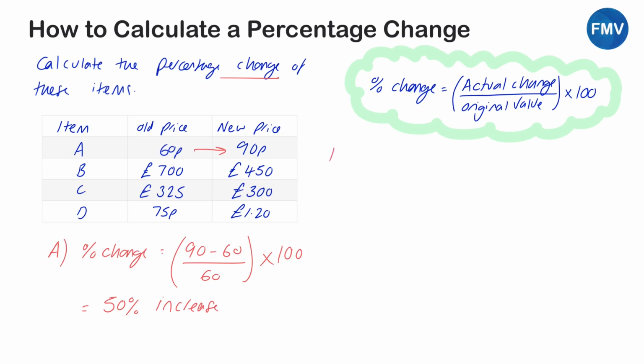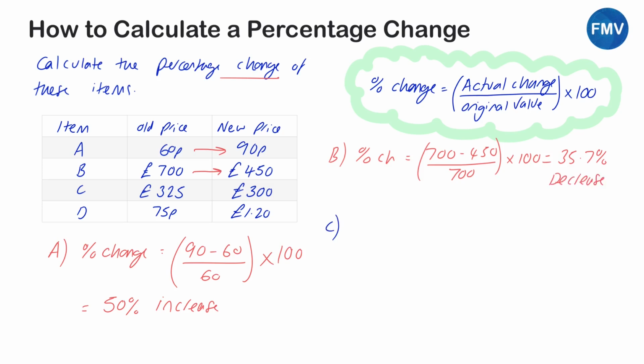Let's look at question B. So I'm going to put the percentage change there. That is equal to the actual change, which is 700 minus 450, divided by the original, which was 700, multiplied by 100, and that is 35.7% again to one decimal place. So now we need to decide if it's an increase or a decrease. Well, we're going from the old price to the new price. It's going down, so that one is a decrease.